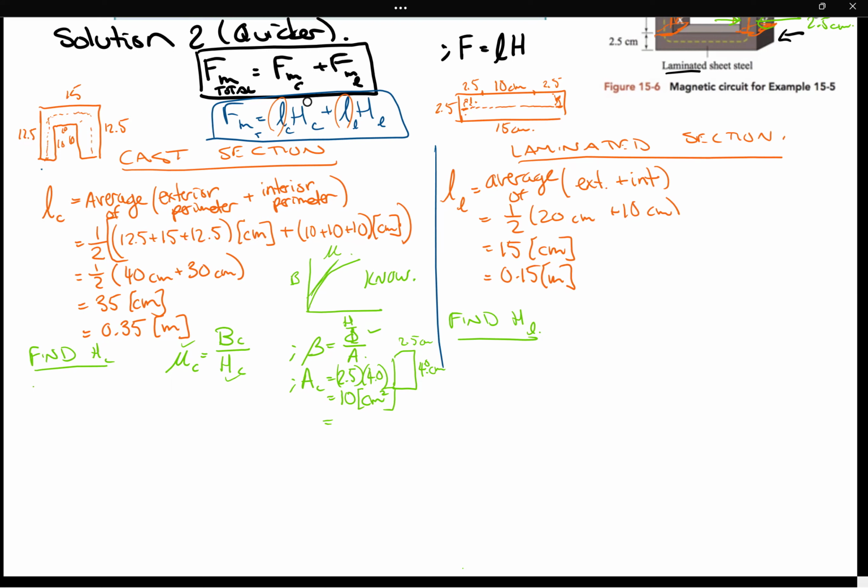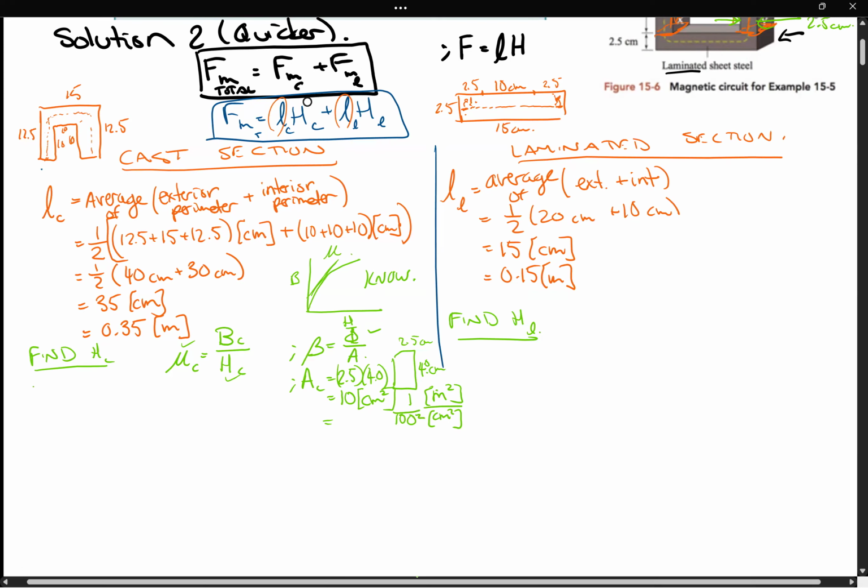And 10 centimeters squared, make sure we do this conversion properly, because if we don't want centimeters squared, what do we have to multiply by to get meters squared? Well, there's 100 centimeters in a meter, but there's 100 squared in 1 meter squared. So we have to make sure that we do that conversion properly. So what this ends up to be is 1.0 times 10 to the negative 3 meters squared.